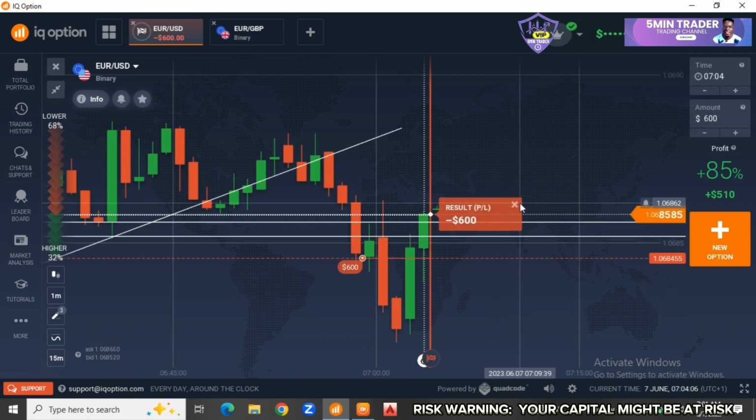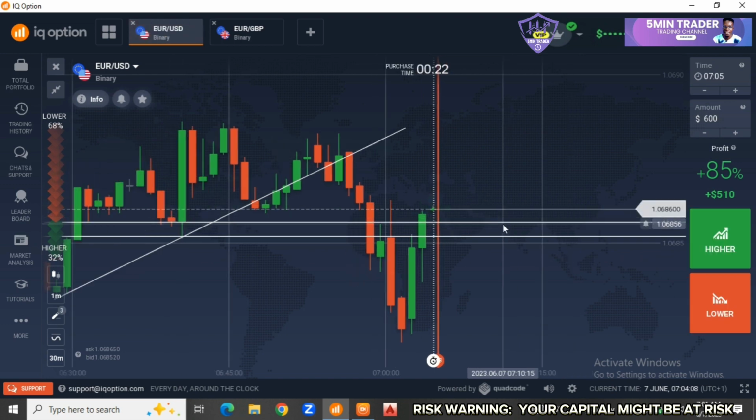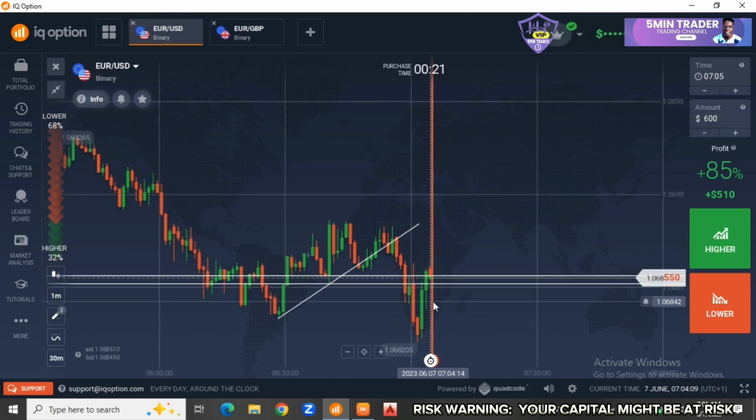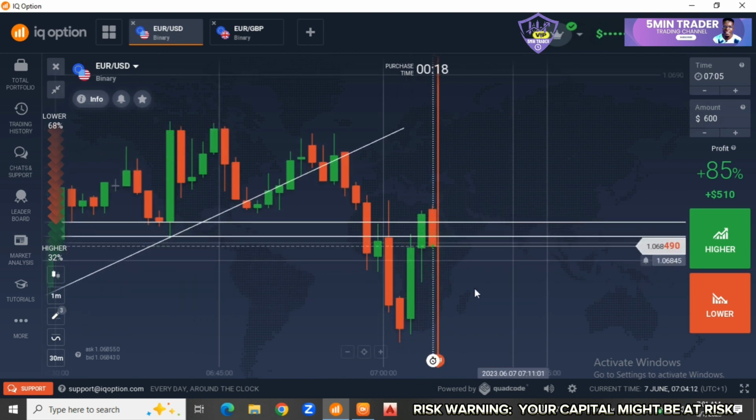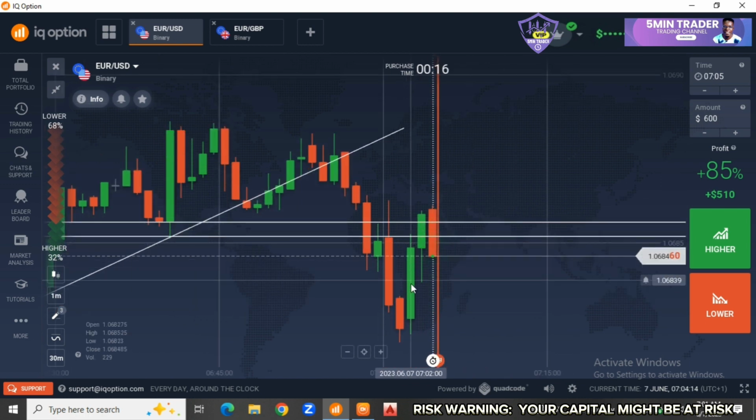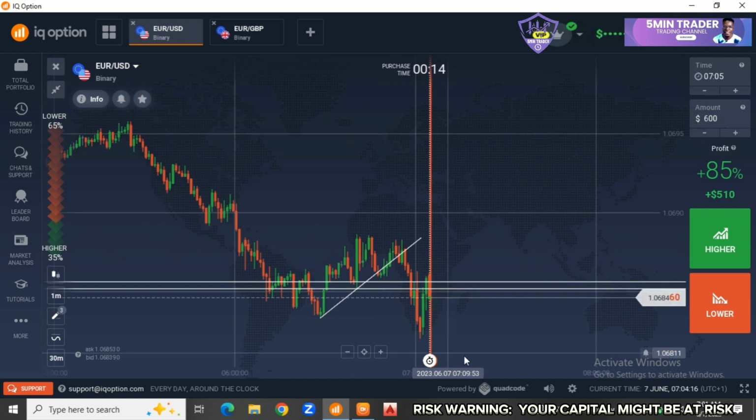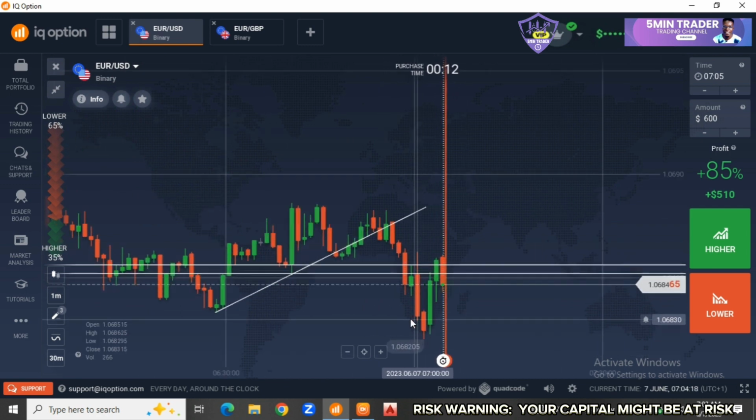Unfortunately, we have been taken out of profit. The market is not moving in a way that I can understand. Crazy how this is a very strong candle. I don't understand where this is coming from.